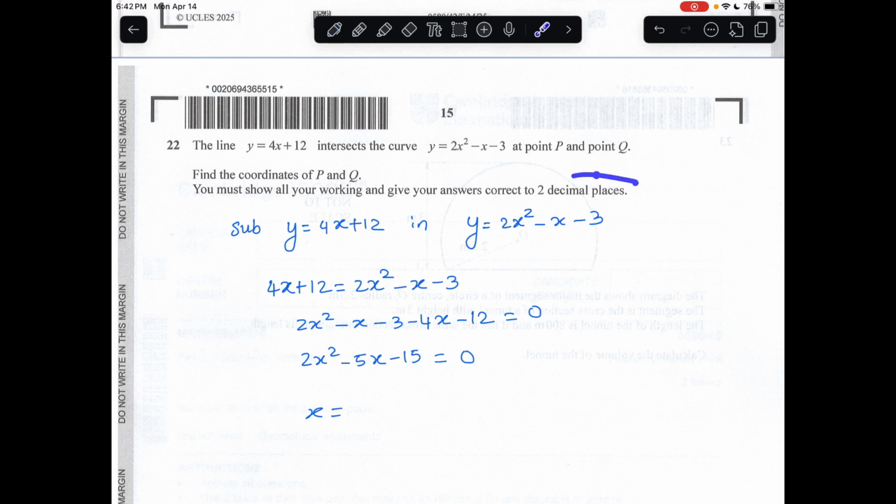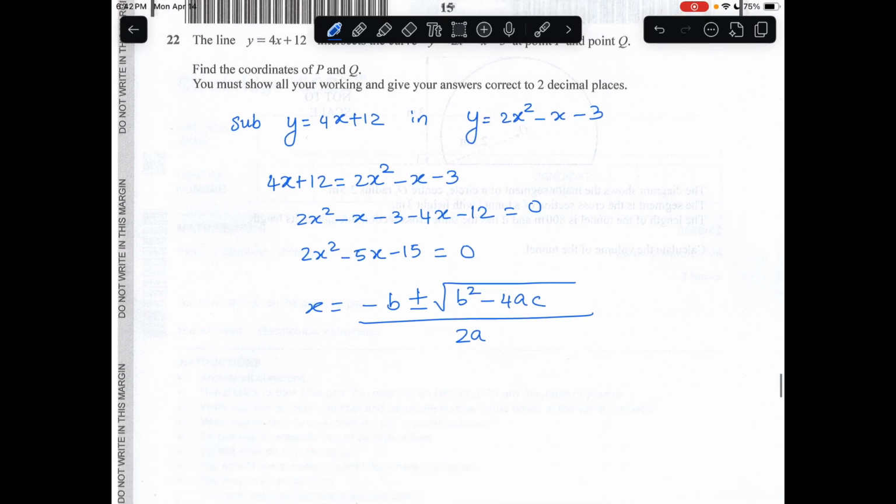Since it says that the answer is to be corrected to decimal places, I know that I have to use the quadratic formula. Remember, the formula is provided in the formula sheet at the start of the exam, on the front page, and make sure that you use that.